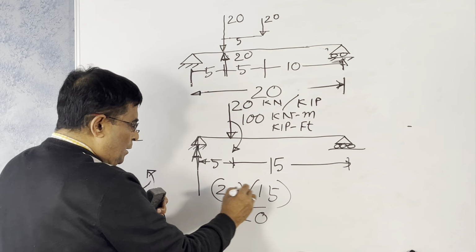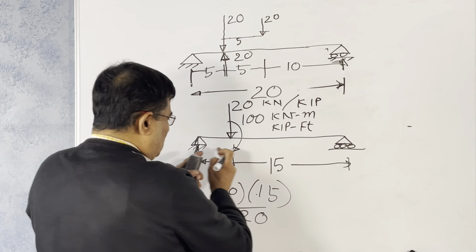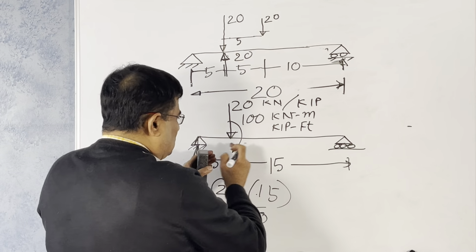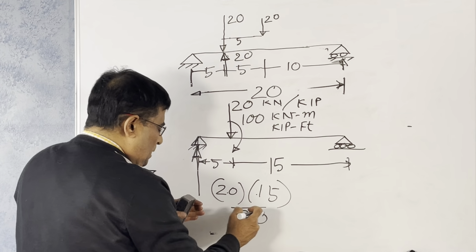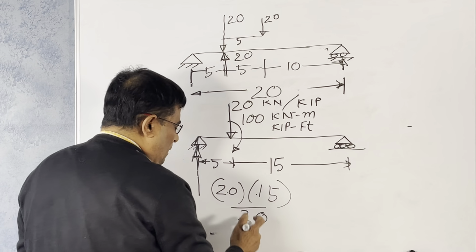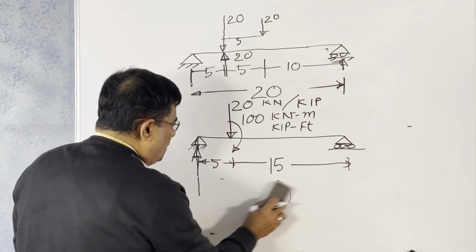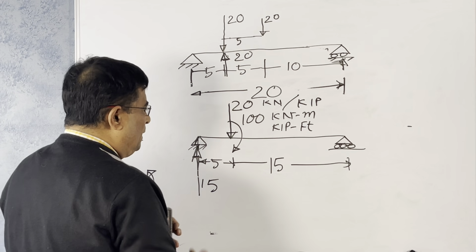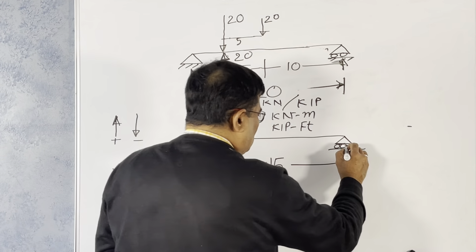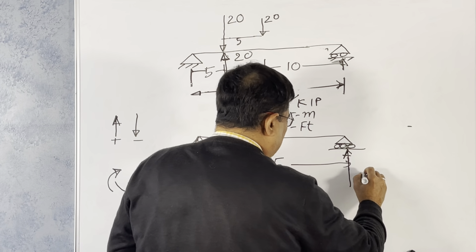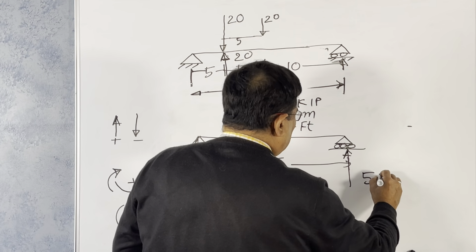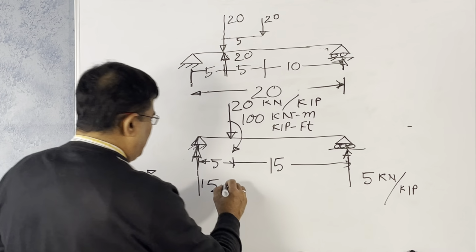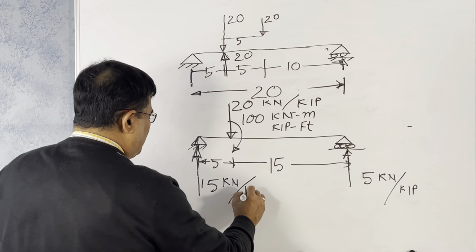20 is the load, 15 is the other span, not the closer span, the opposite to the other side. So 15 divided by 20, from here to here. So this is 15. So if it is there, it is 15 coming there. Similarly, 20 minus 15, this will be 5. This is 5 kilonewton or 5 kip, and this is 15 kilonewton or 15 kip.